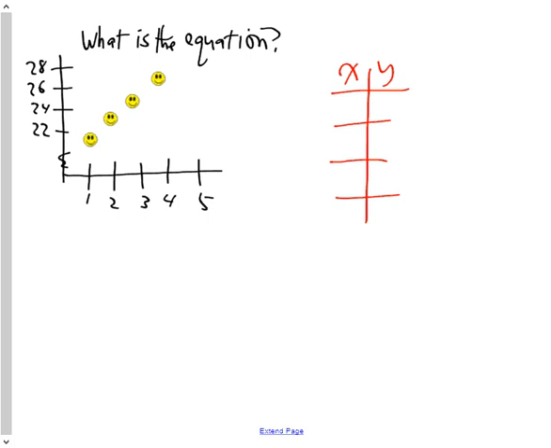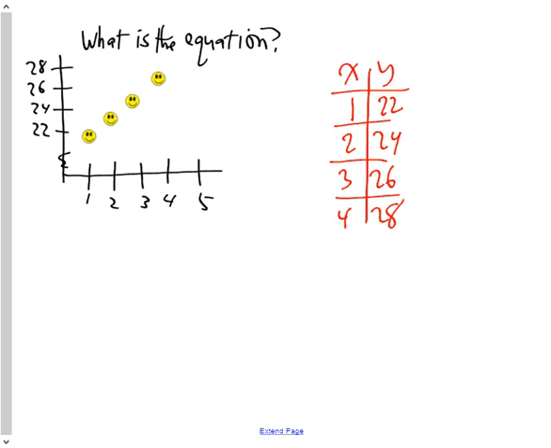If I look at this dot right here, this dot represents x is 1 and y is 22. The second one is x is 2, y is 24, x is 3, y is 26, and x is 4, and y is 28. So if I graph those ordered pairs, that's what I get for an equation.